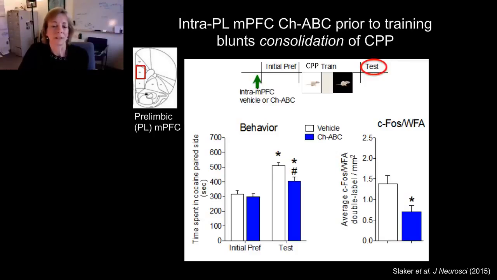On the right-hand side is shown the double-labeled cells, the CFOS neurons surrounded by perineuronal nets that's labeled by WFA. So these double-labeled cells are also reduced. So it mirrors what we see with behavior.